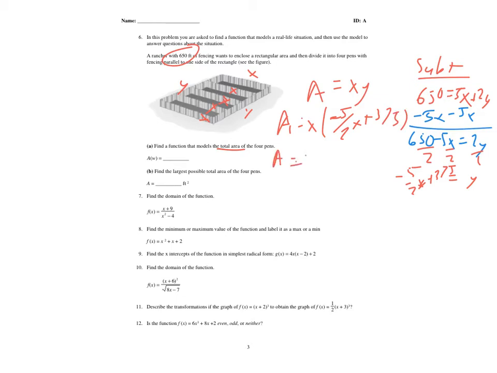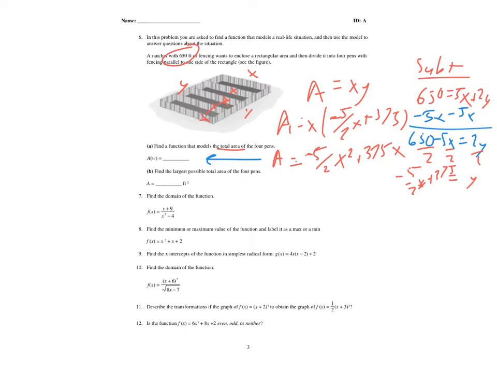So negative 5 over 2 x squared plus 375x. So that's our answer for part A. For part B, you want to maximize this. You want to find the vertex. It does ask for the max area, so you're going to want to actually find that x value and then plug it back in.